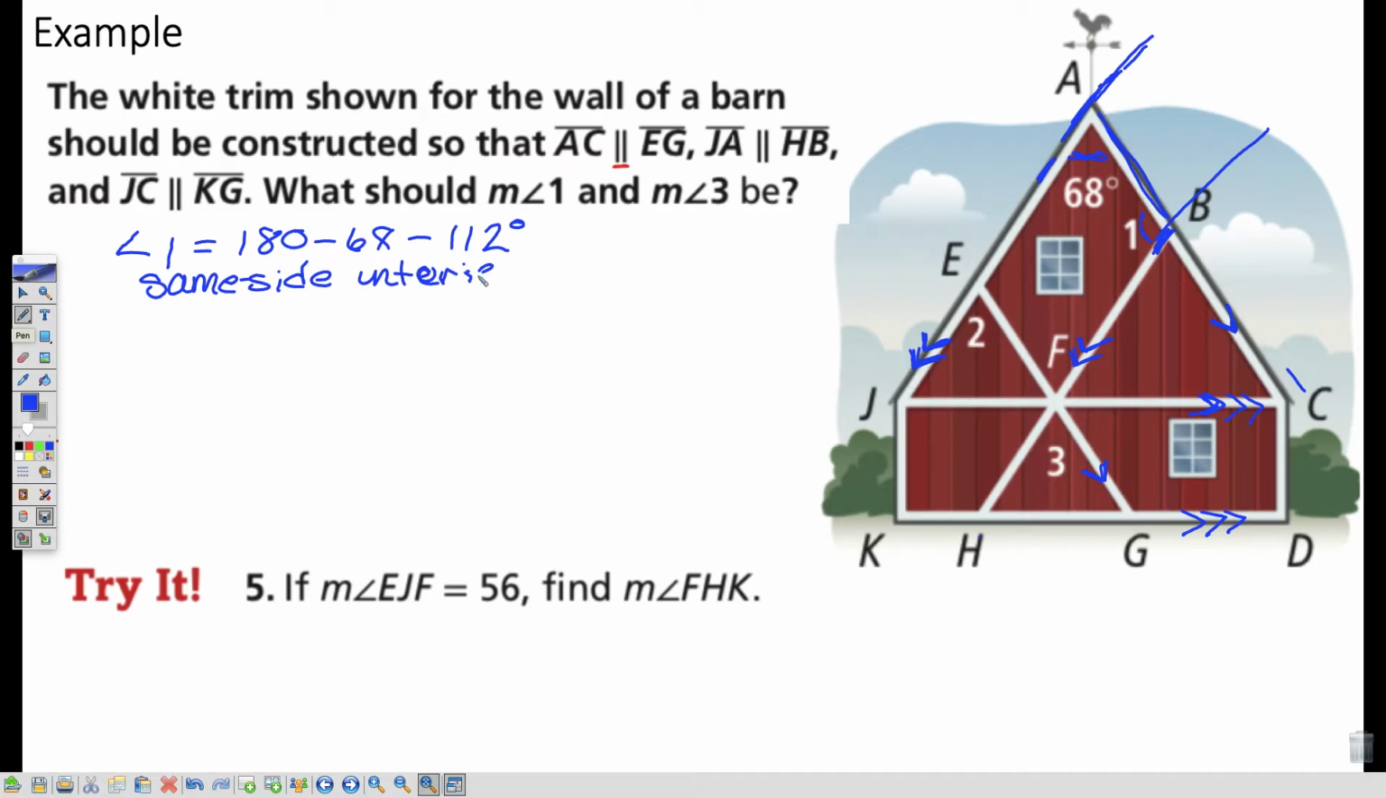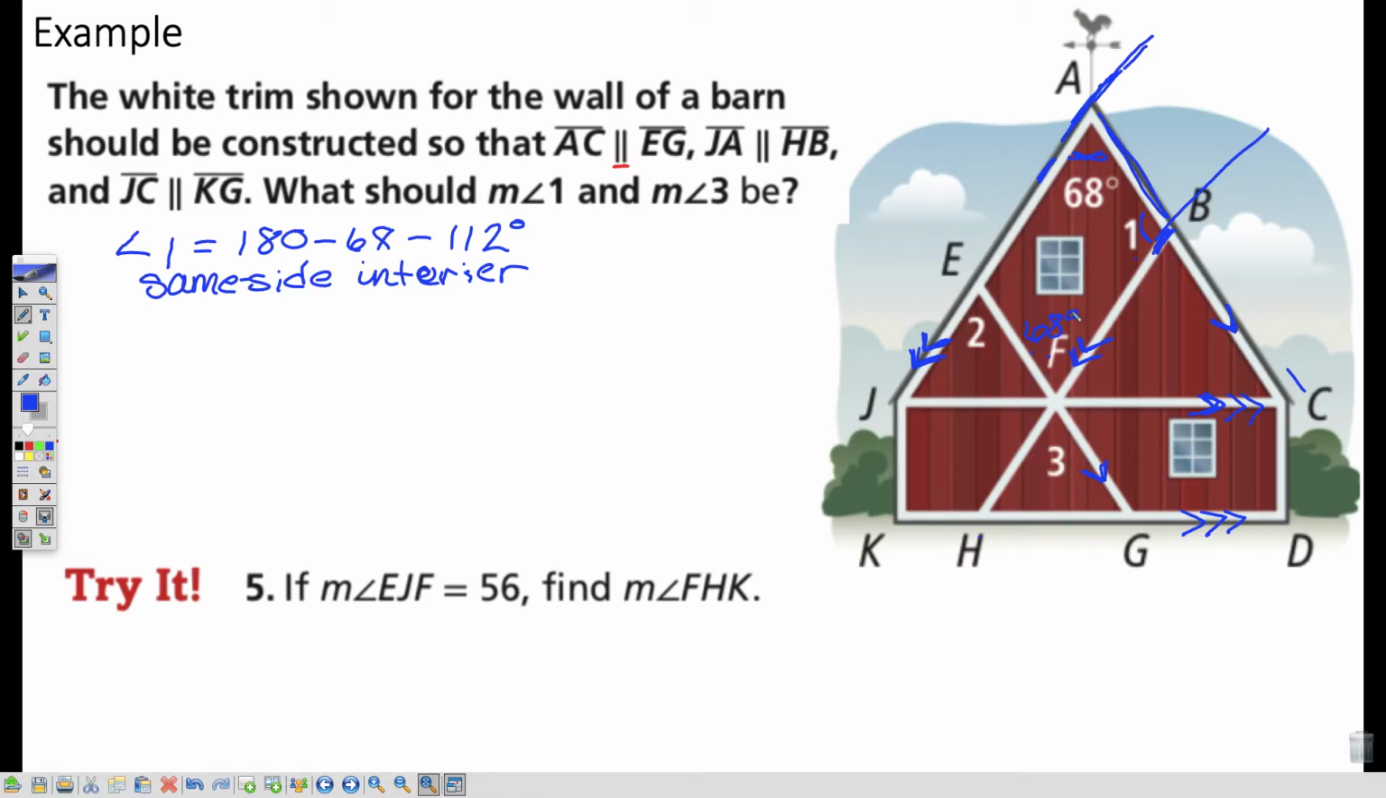Okay, so same side interior. So now what is angle 3? Wouldn't it be the same as F, yes? So we need to figure out F. Wouldn't F and 1 be supplementary? F and 1 would be same side interiors, so they would be supplementary, so it would be what? 68. And 3 is vertical, so 3 would be 68.